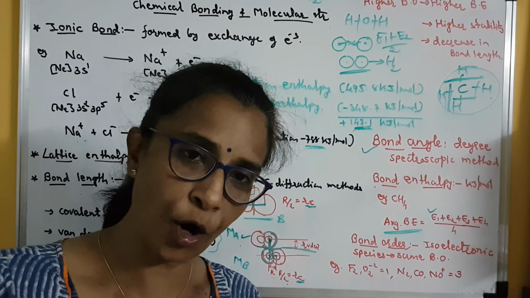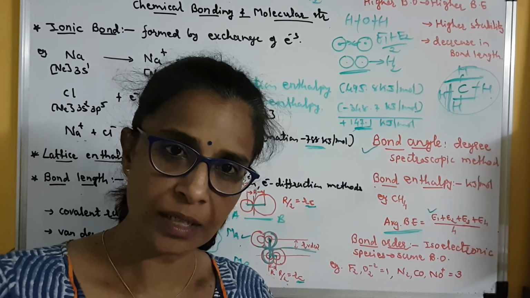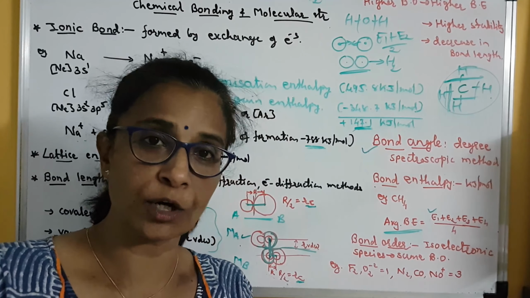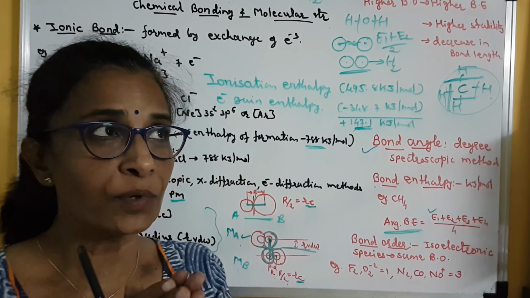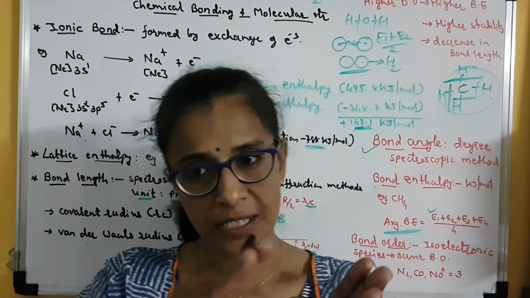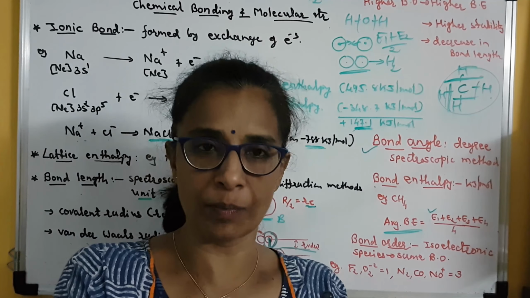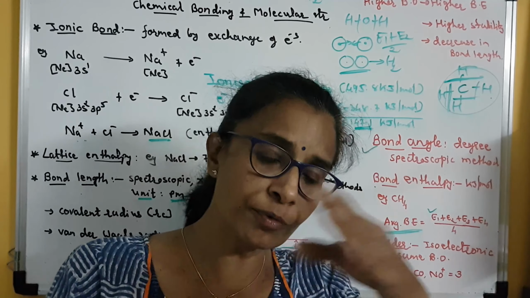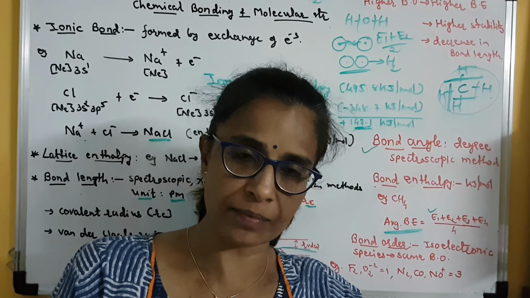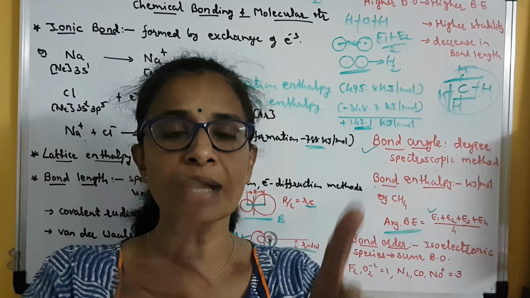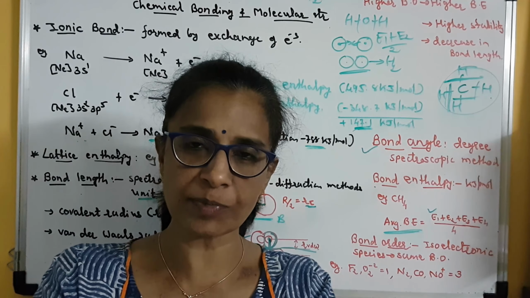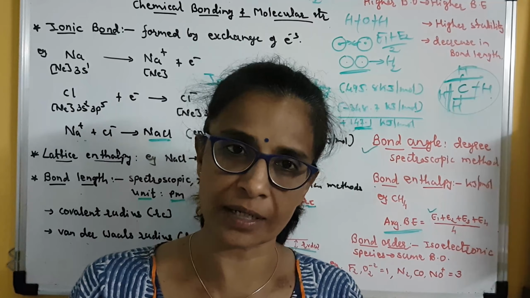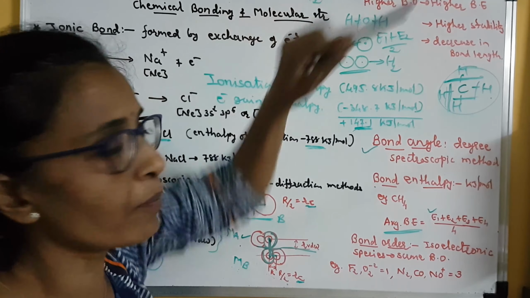Clear? The higher the bond order, the more the number of bonds. It means that the bond length will be shorter. We know that a single bond is longer than a double bond, and a double bond is longer than a triple bond. So if the number of bonds between the atoms increases, then bond length decreases. If bond length decreases, then bond enthalpy will increase because attraction increases. And if bond enthalpy increases, then stability will increase. So here I have written higher is the bond order.